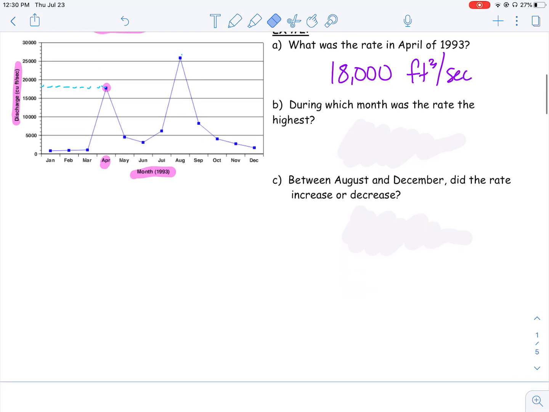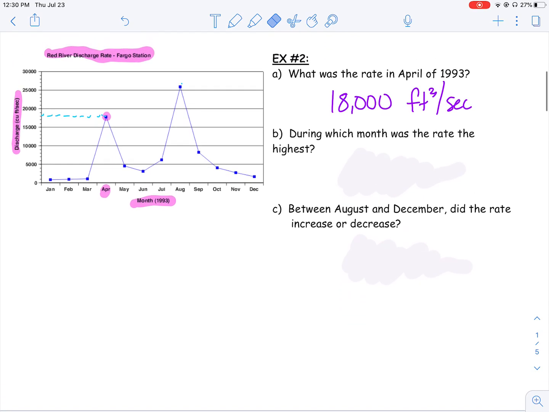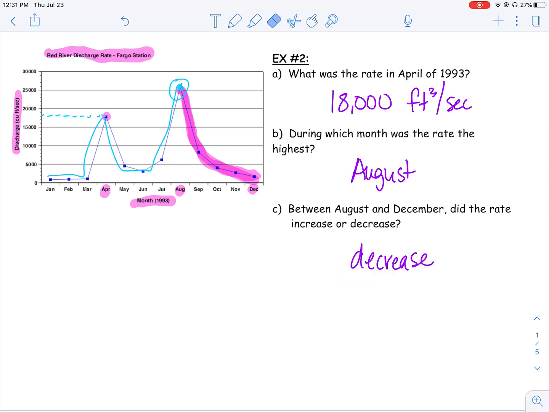You notice that I didn't just write 18,000, I actually labeled it so we knew what the number meant. 18,000 cubic feet of water per second was discharged in April. All right, B says, during which month was the rate the highest? Well, it's easy to see on a line graph because it has hills and valleys. We want to find the highest peak. So it looks like the highest peak happens in August. All right, the last one, example number 2, says between August and December, did the rate increase or decrease? Well, here's August, here's December. If I were to follow it, would I be going up or down? And we always read it from left to right. So it looks like I'd be going down, which means my rate is decreasing in that time span.